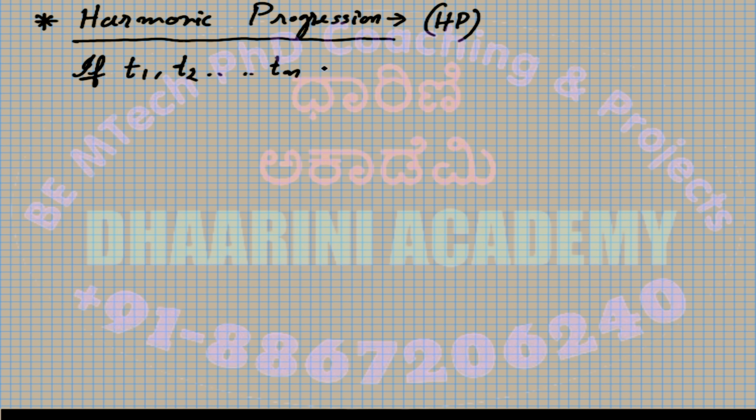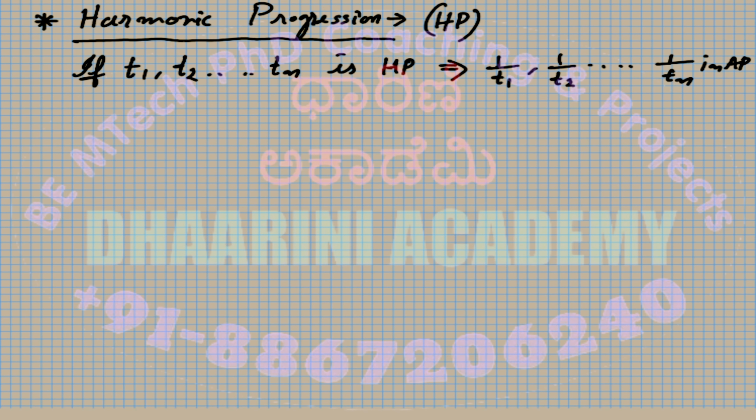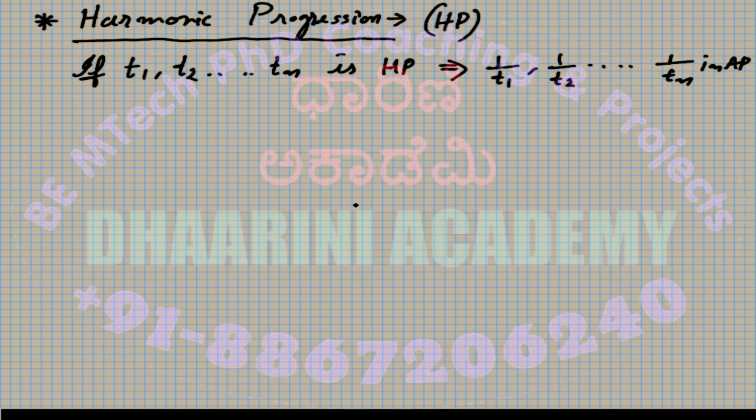up to Tn is in HP, this should imply, if and only if, that the condition is 1 by T1, 1 by T2, up to 1 by Tn is in AP. Only if they are in AP, then we can say that yes, the given sequence is in HP. Okay, then how to represent it?